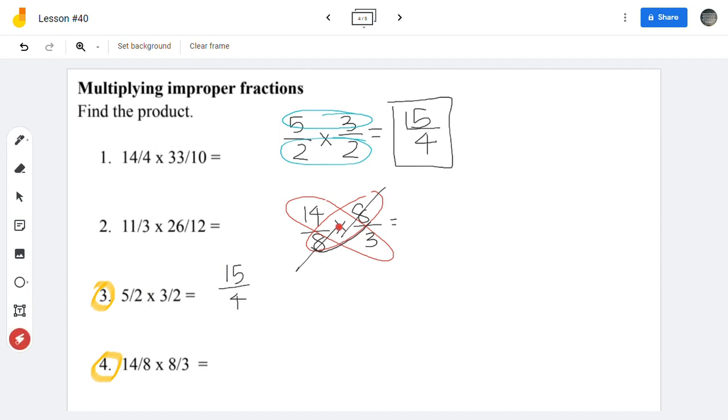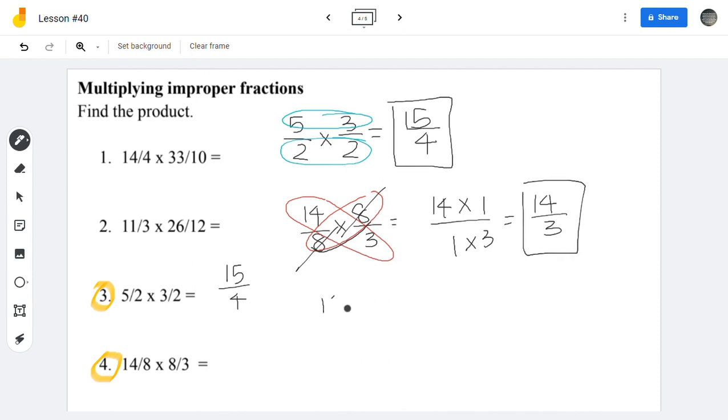And on the second box here, 14 and 3, they don't have a common factor, so you're just going to leave them be. So you basically have 14 times 1 over 1 times 3, which is equal to 14 over 3. Now, this may be confusing, so you can instead, without the cross multiplying simplifying, just proceed to do what I did for number 3.